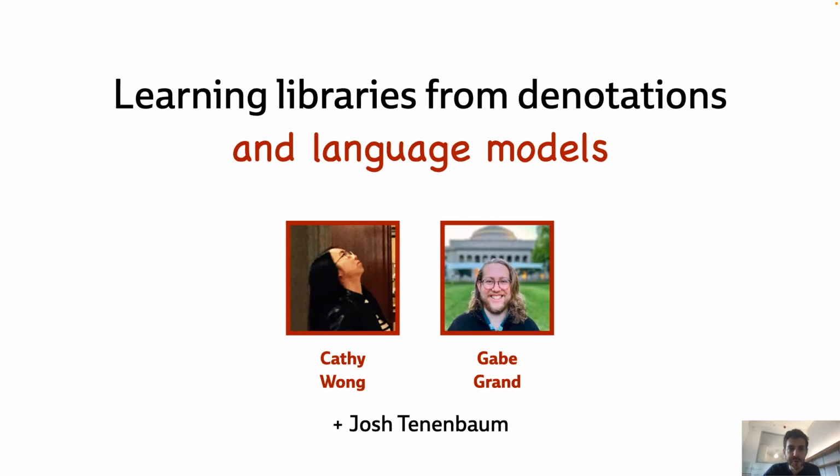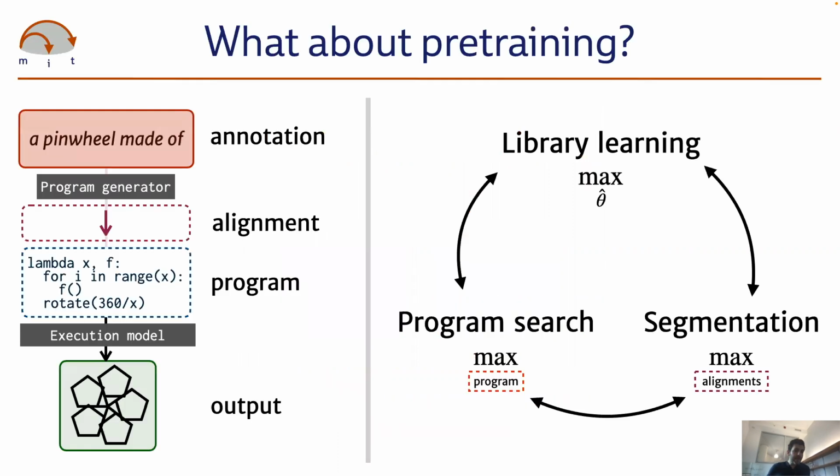Okay, and I do want to at least try to briefly get through this last piece, since I think this is the most on topic and also the future direction that I'm most excited about. So here's a picture of the procedure that we drew before. We're alternating between this library learning step, this segmentation step, and this program search step.